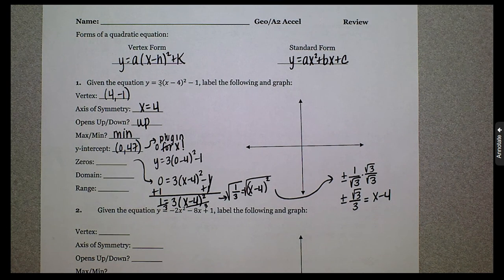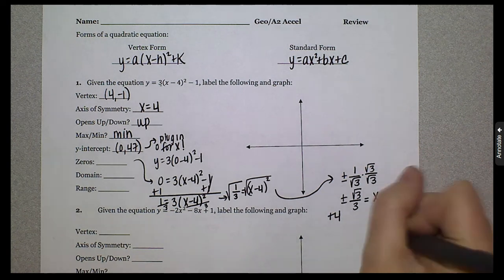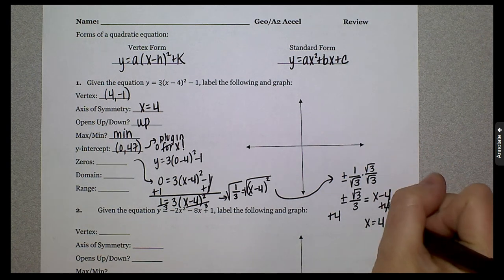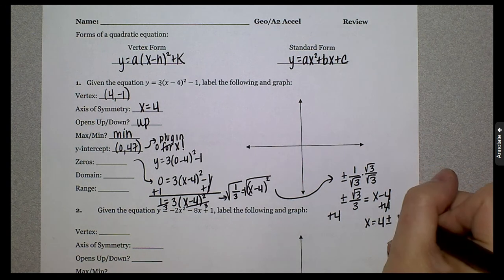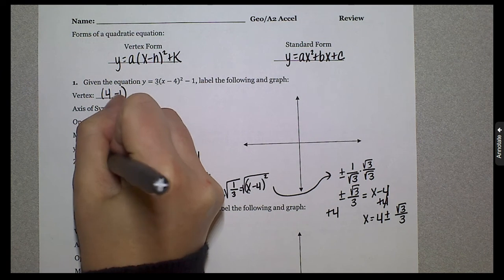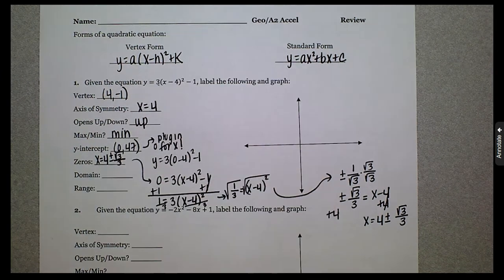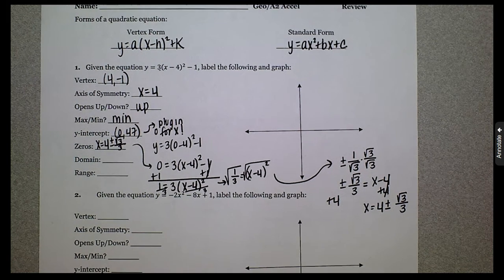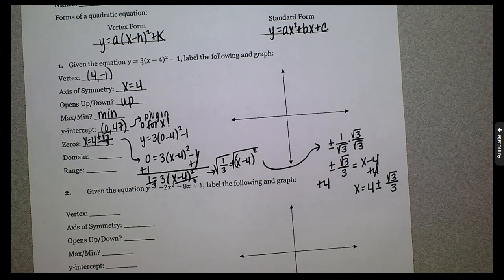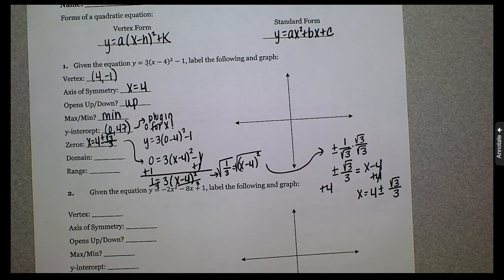This one's kind of annoying just because of that radical. It just makes it annoying. And if I add 4 to each side, I just end up with the answer of 4 plus or minus root 3 over 3. Okay, so that was a little annoying. I don't think they get that detailed, but just make sure you know what to do if you see that radical there.